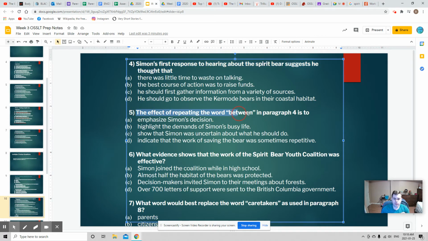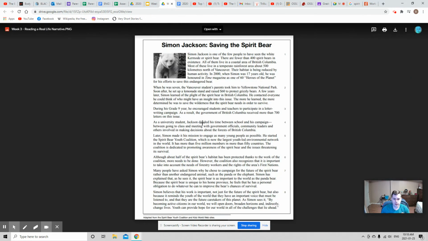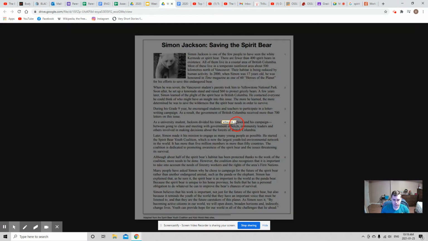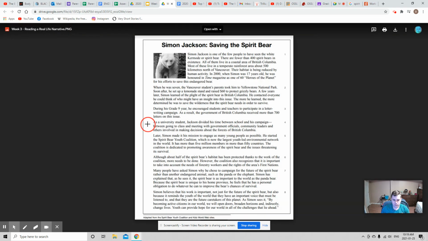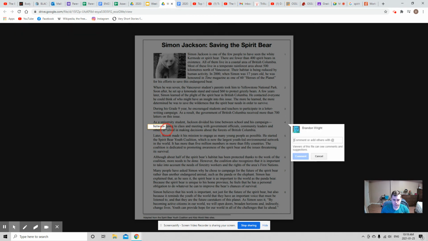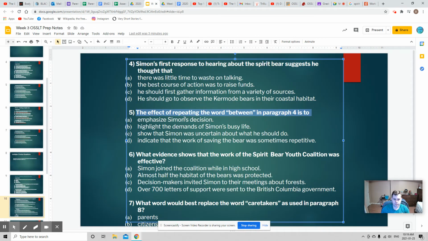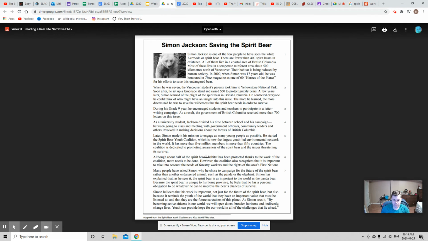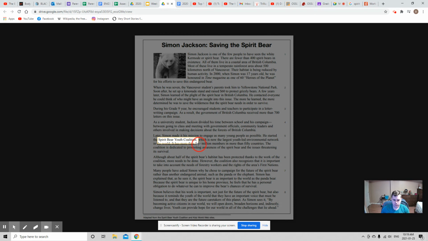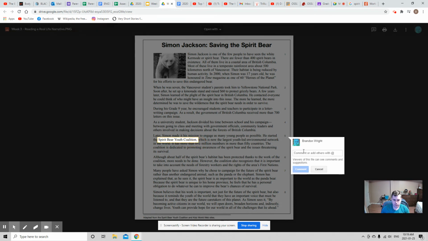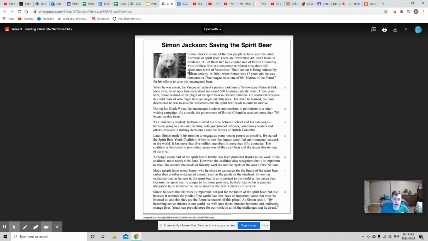The effect of repeating the word between in paragraph 4 is to, so what is the word between? Right here. Then right here as well. What evidence shows that the work of the Spirit Bear Youth Coalition was effective? And the Spirit Bear Youth Coalition is mentioned right here. So once again, you're looking for the most correct answer.